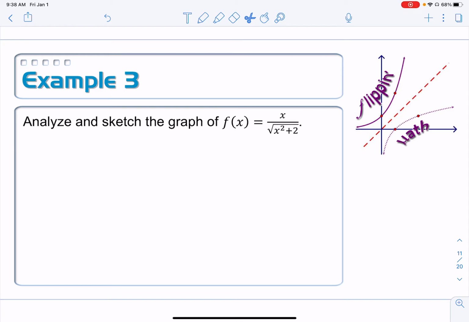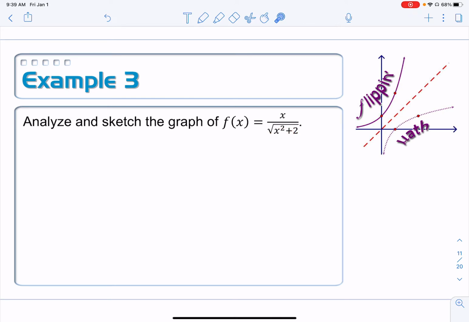All right, first up on our quest to analyze and sketch graphs, complete graphs, we have f of x is equal to x divided by square root of x squared plus 2. Now, this looks maybe similar to something that you've graphed in the past. It looks sort of like a rational function, but technically this one is not rational because down here we have a square root. It's not a polynomial.